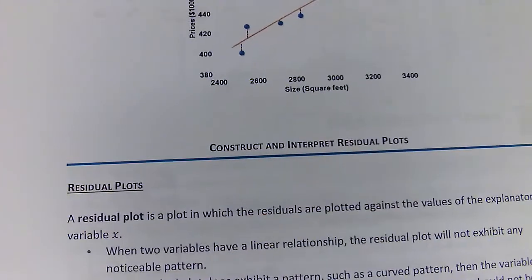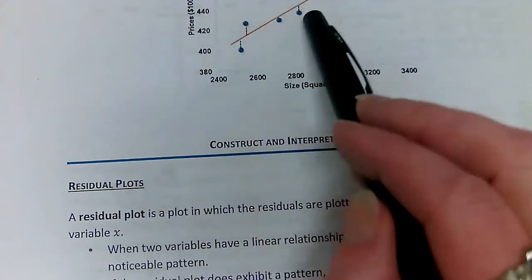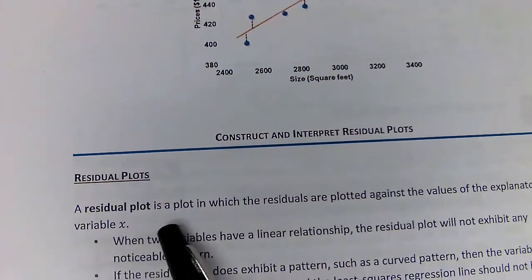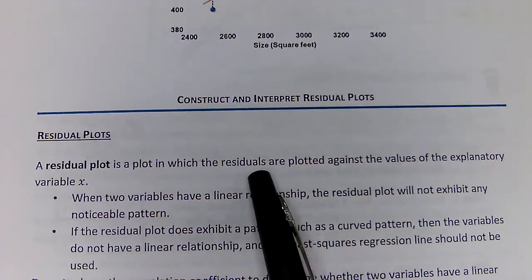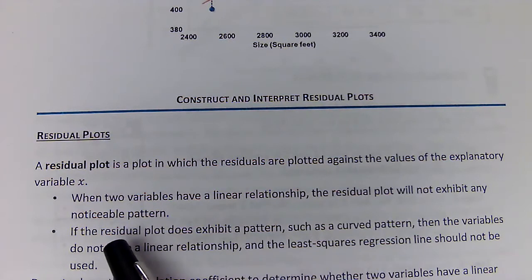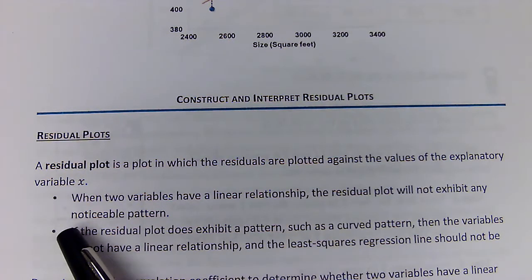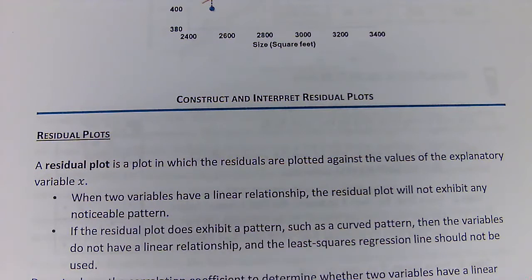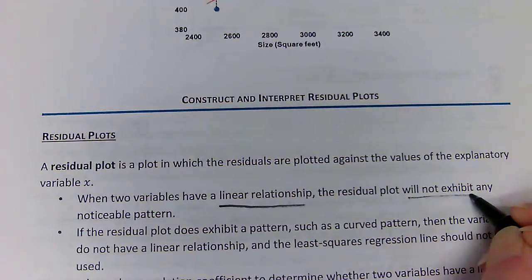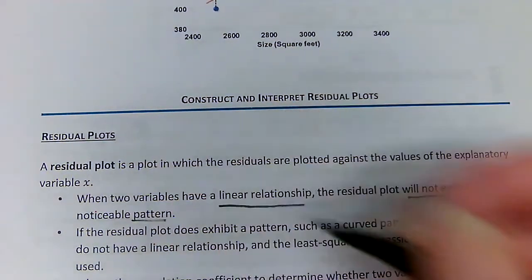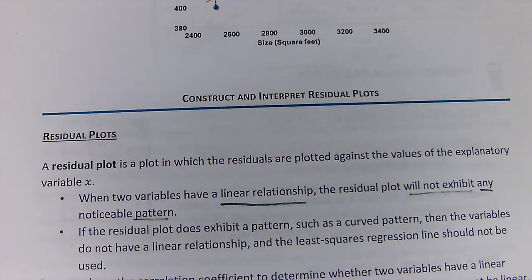Okay, now I could take all of those residuals and plot them. So a residual plot is a plot in which all the residuals are plotted against the values of the explanatory variable X. When two variables have a linear relationship, the residual plot will not exhibit any pattern. Now, if the residual plot does exhibit a pattern, such as a curved pattern, then the variables do not have a linear relationship, and we really shouldn't be using that regression line.